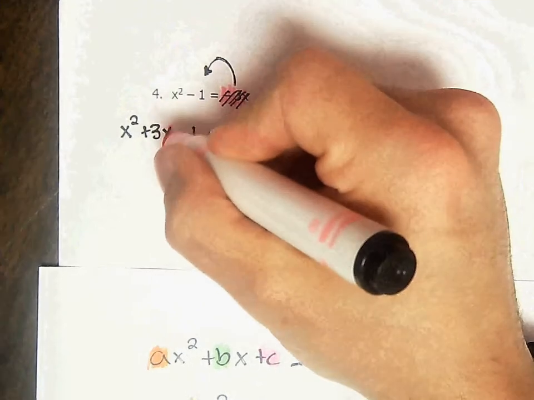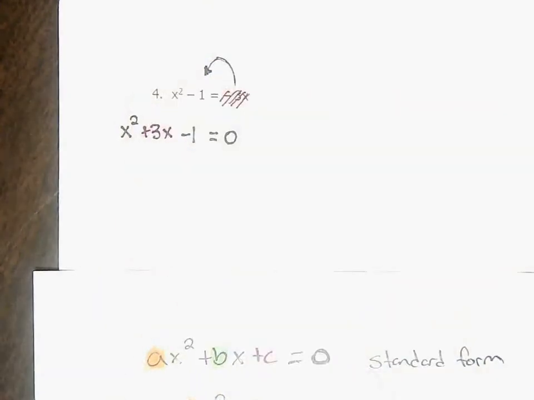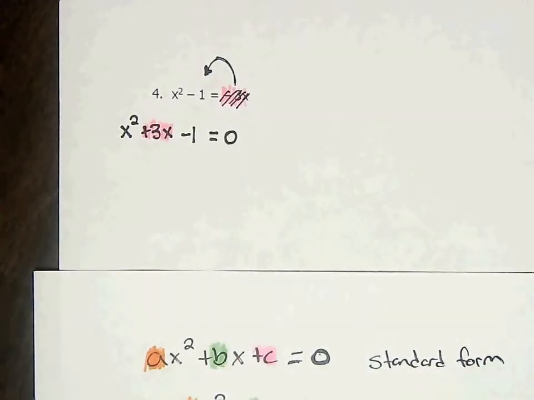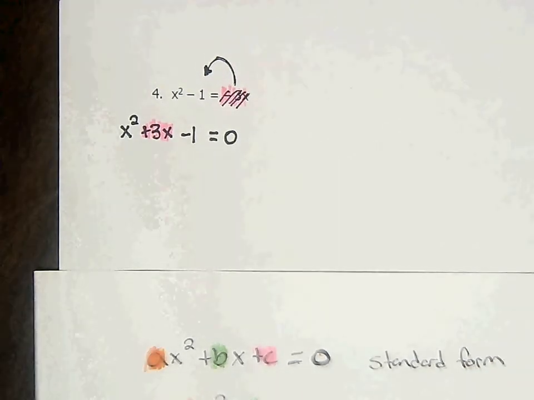Again, this negative 3x moved over here. It became a positive 3x. Now our equation's in standard form, and we can plug it into the quadratic formula. You're going to get tired of hearing that. Plug it into the quadratic formula, because that's what you're going to do for the next 4 days after today.